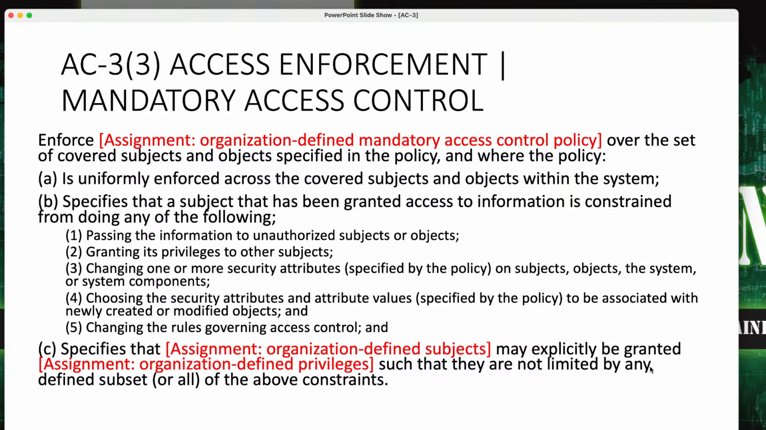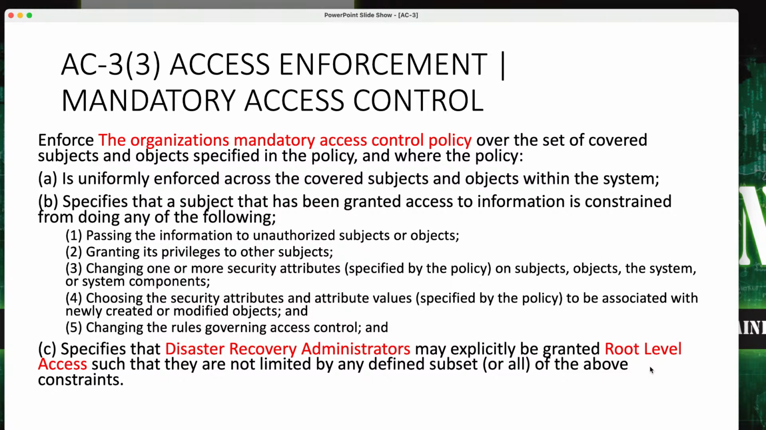The assignment of the organizationally defined subjects may be granted explicit organizationally defined privileges, such that they're not limited by any defined subsets or all of the defined subsets in the above constraints. So we constrain it in that 1 through 5. We want to make sure that the subject is not allowed to do any of those things in 1 to 5. But we have this caveat: if we have the need for it, we can create accounts that may be able to bypass that.